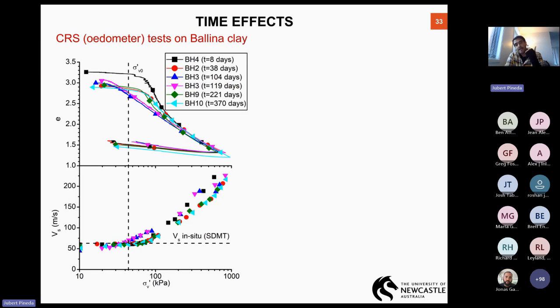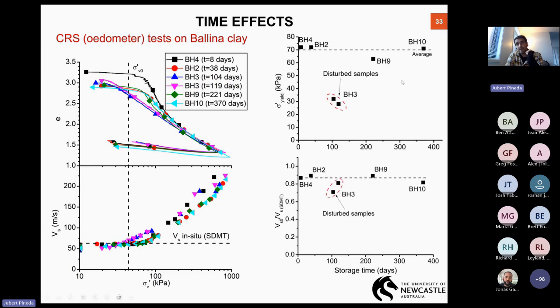In Ballina, we have noticed almost no effect of the storage time on mechanical properties. Apart from these 2 points here, which we knew from the very beginning were largely disturbed specimens, these are tests we have done on fixed piston samples, after 7 days of sampling, 1 month, then 1 year of testing. So the message is that if the soil is highly plastic, the effect of the storage time on the mechanical properties is minimal.